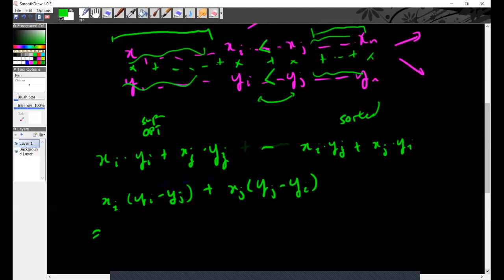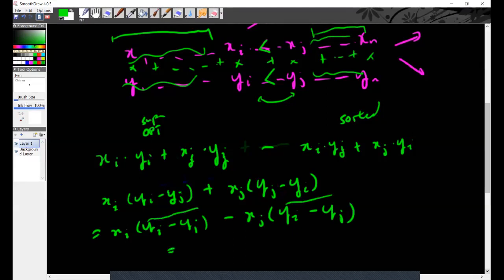Now I can rewrite this again. There is a minus sign here, but this is yj first and this is yi first, so I can swap this out and this becomes xi times (yi minus yj), minus xj times (yi minus yj). Since these two are the same term, I can factor this out again. This becomes (xi minus xj) times (yi minus yj). Now, I know that xi minus xj is a negative value because xi is smaller than xj, and yi minus yj is also negative because yi is smaller than yj. So negative times negative is positive, which means this is greater than 0.